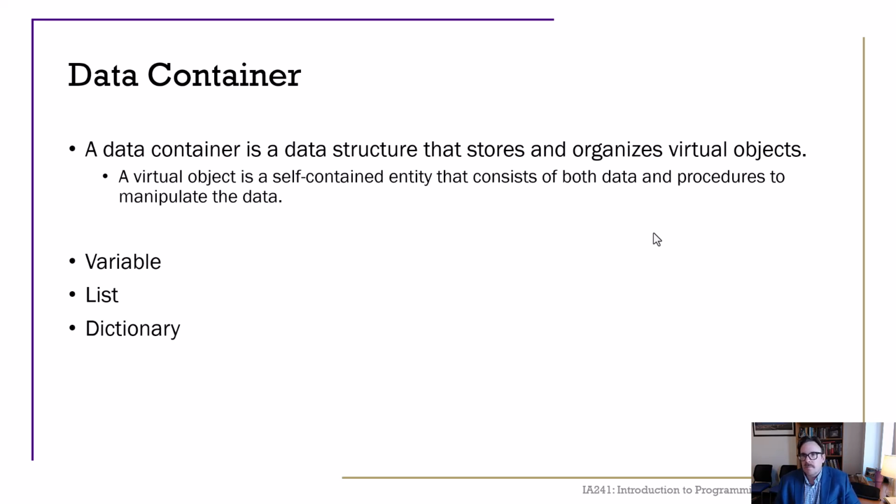Lists are multiple variables, right? I can have a list of string values that are all of your names. I can have a list of integer values that is all your social security numbers, right?